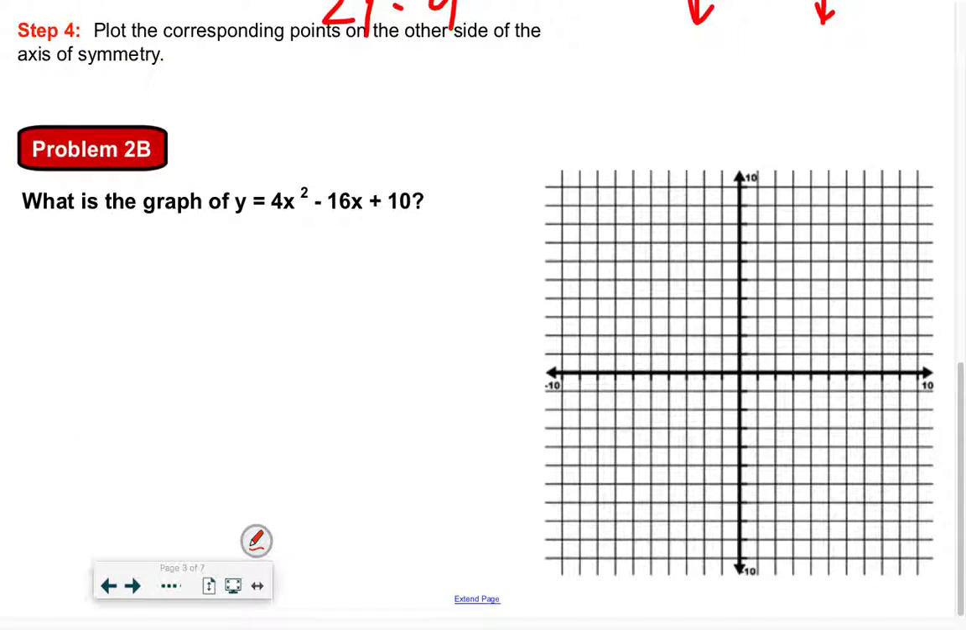Alright, 2b says, what is the graph of 4x squared minus 16x plus 10? First step, find my axis of symmetry. That is that little equation where x equals negative b over 2a.